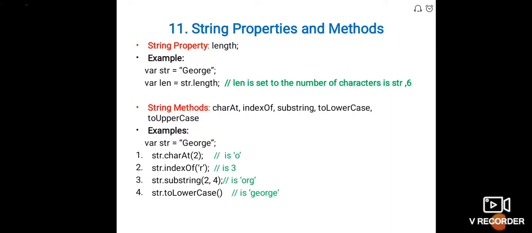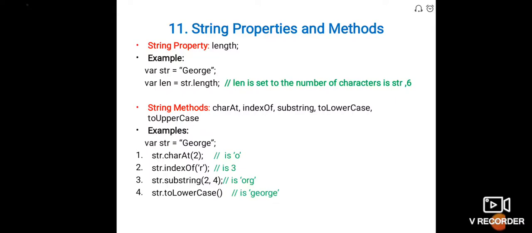Only one property is there in the string in JavaScript, but many methods are there. We will study those methods one by one. See here, we are using the charAt method, and it returns the character in the string object that is at the specified position. If you want to return the character at a specified position, then we use the charAt method. Then the next is indexOf. It is used to return the position of the parameter within the string object.